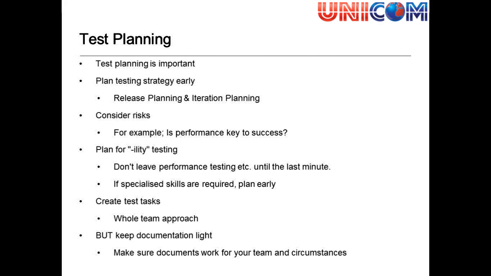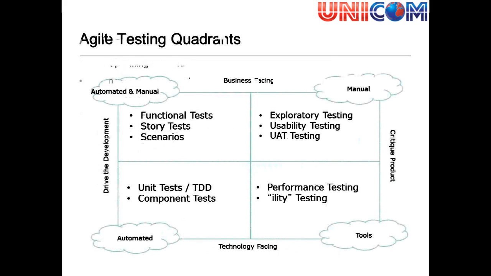Create test tasks. It's the whole team approach. So during the sprint planning session, the test team must be there. The testers must be part of that team and giving their assessment from a testing point of view. We'll keep the documentation light. Remember from the outset, part of the Agile Manifesto, it doesn't say we mustn't create documentation. It just says we value working software over comprehensive documentation. So keep that in mind when you're generating your test documentation.